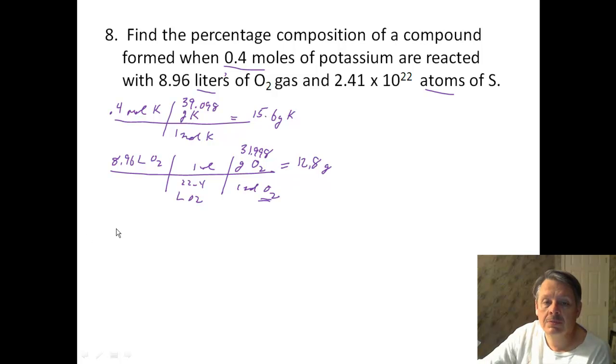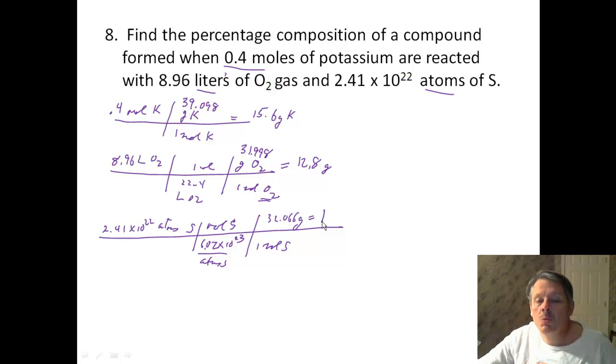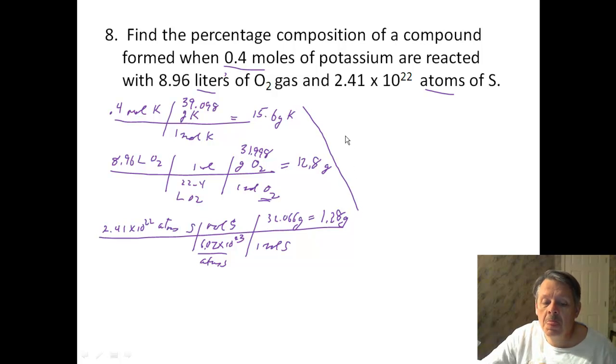So what's left? Well, I have 2.41 times 10 to the 22nd atoms of sulfur, and I have to get rid of atoms of sulfur, using 6.02 times 10 to the 23rd atoms per mole, going to moles of sulfur, and then from 1 mole of sulfur to 32.066 grams. When I multiply all that out and divide it, I get 1.28 grams. So I have to add all 3 of these together. When I add them up, I get 29.68 grams.